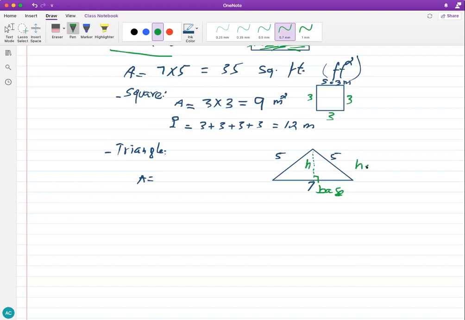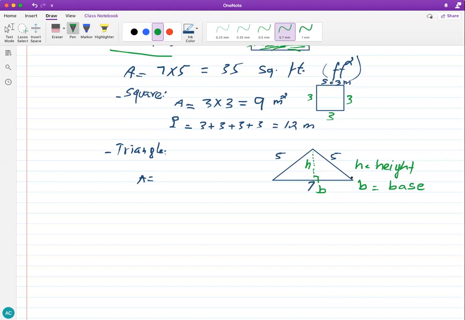H meaning height. And this one here we can call the base, the side that the triangle is sitting on. If you flip it over and this one becomes flat on the surface, then this becomes the base. Always have the base and the height, and these will be given to you.